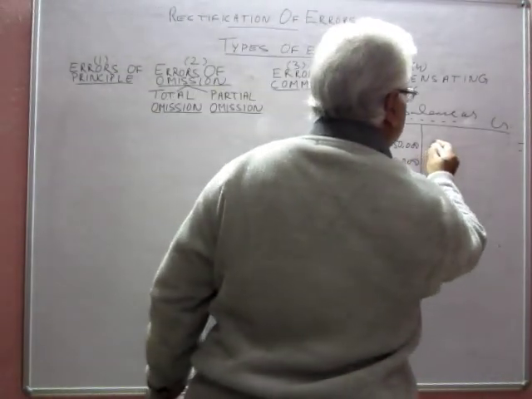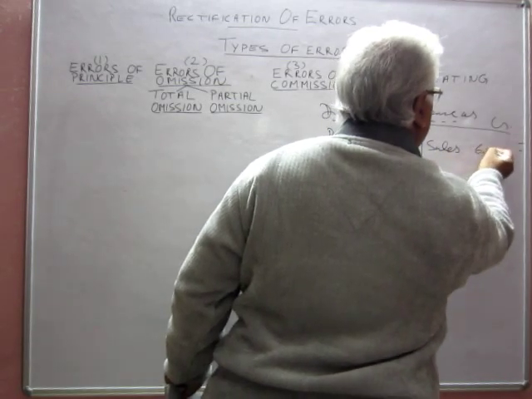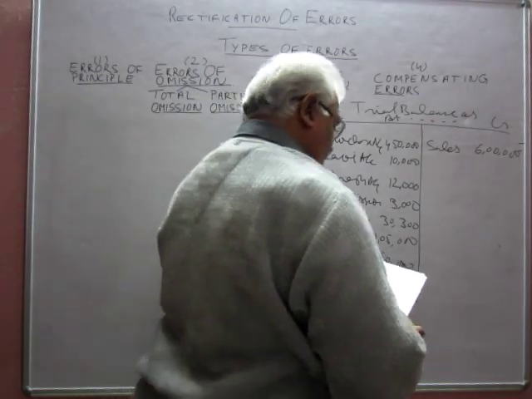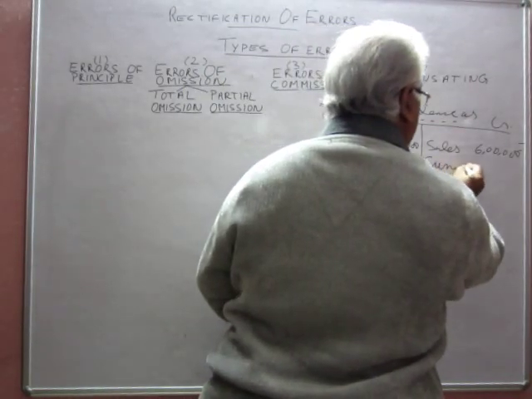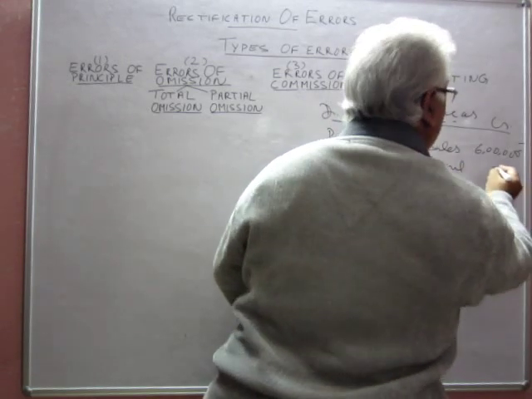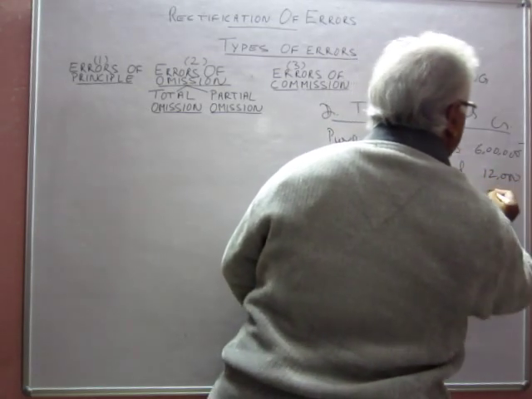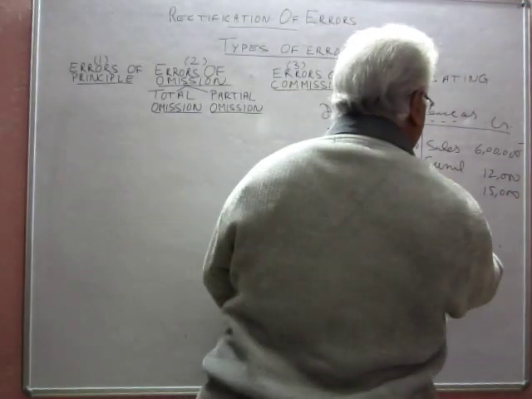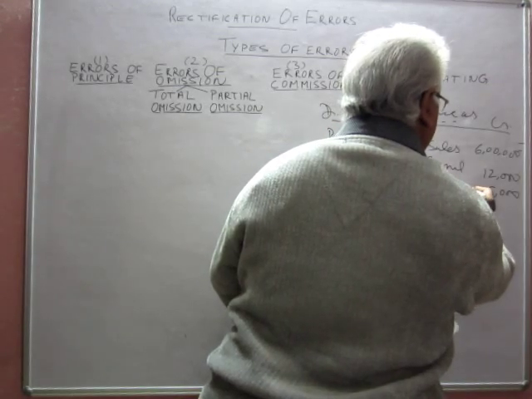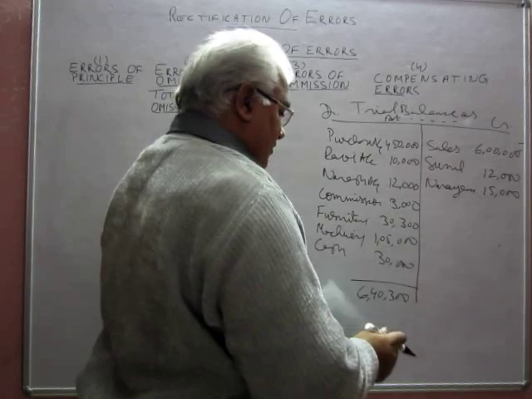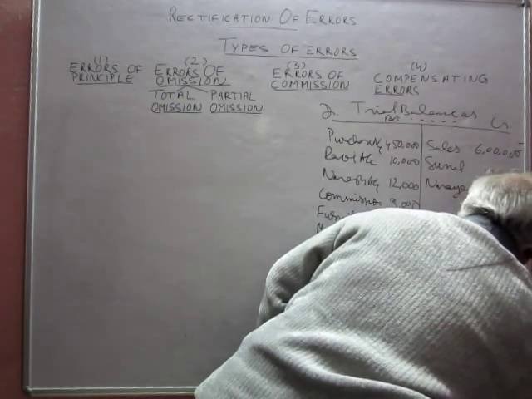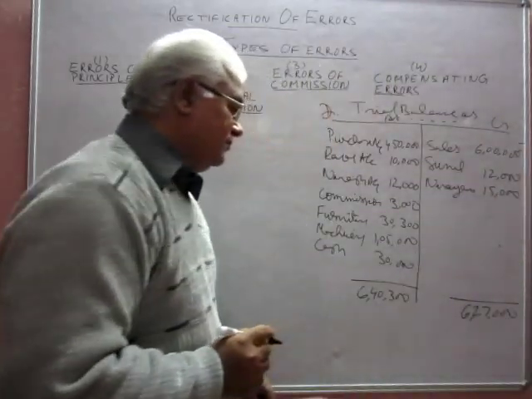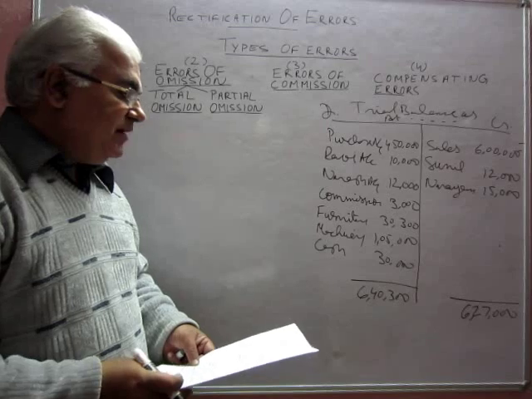And on the credit side, sales is 6 lakhs. Then Sunil account, 12,000, and 15,000 in the Narayan account. Okay, the total of this side is 6,27,000. Now, what is the difference between the two sides?